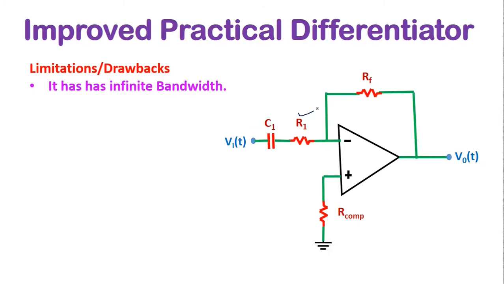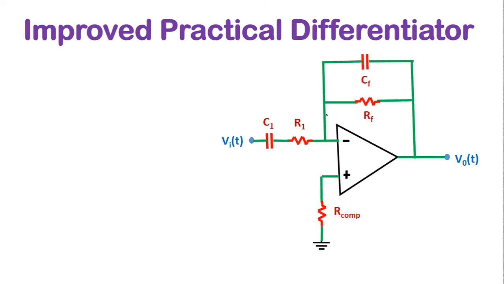When we connect a capacitance CF in parallel with this resistance RF, then this practical differentiator circuit will be converted into the improved practical differentiator. This is the circuit diagram of the improved practical differentiator. Here we can see that one capacitance CF is used in parallel with this resistance RF, and the resistance R1 is connected in series with the capacitance C1, and R compensation resistance is connected at the non-inverting terminal of the operational amplifier. This R compensation resistance is used to reduce the errors due to bias current in the operational amplifier.